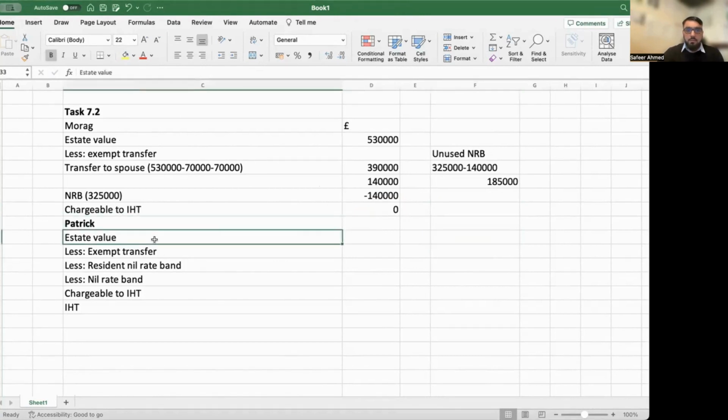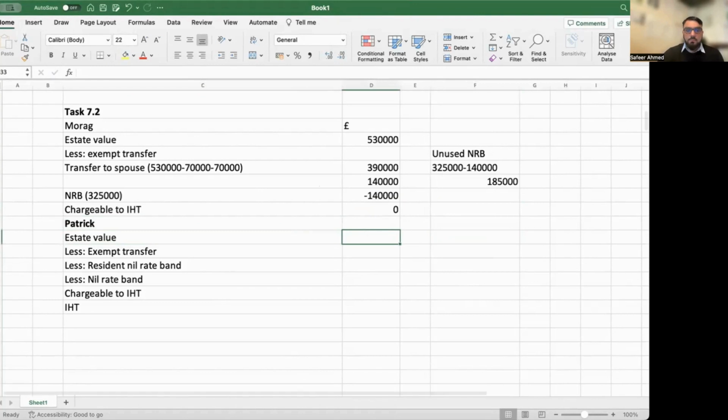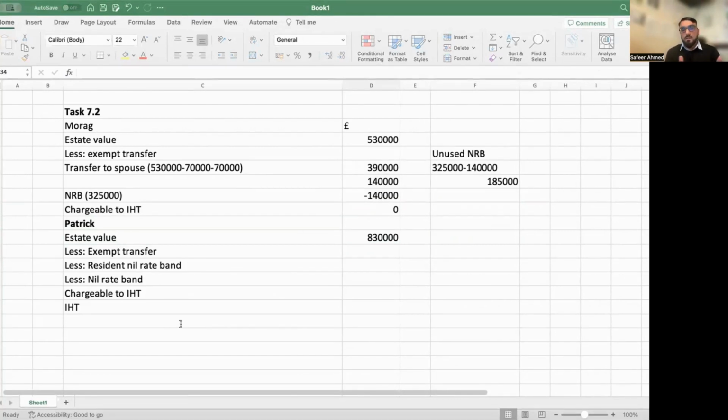Okay, Patrick, the estate value is given to us, which is 830,000. Again, exempt transfers. Is there any transfer? Of course, his partner has already passed away, so there is no transfer between spouses in this case. Similarly, there is no transfer to charity. Remember, any transfer to charity is an exempt transfer as well.